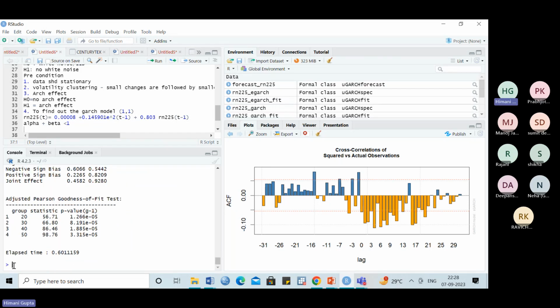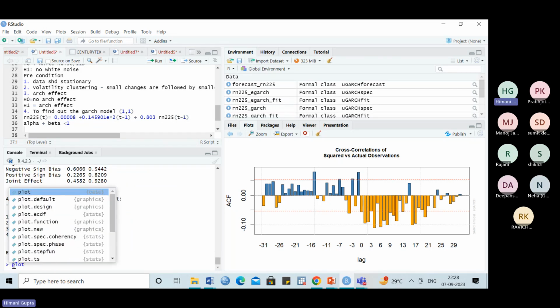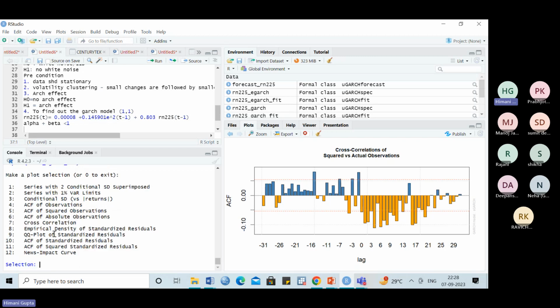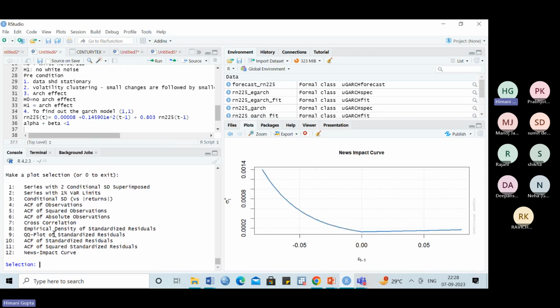And again, if you want to make a plot, just write plot RN225 EGARCH fit and then 12. Now see over here. This is your 0, this is your negative news, and this is your positive news. And you are not getting a symmetric diagram. It's not a symmetry.